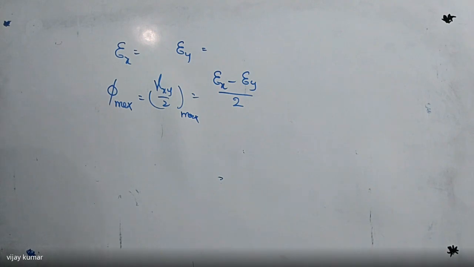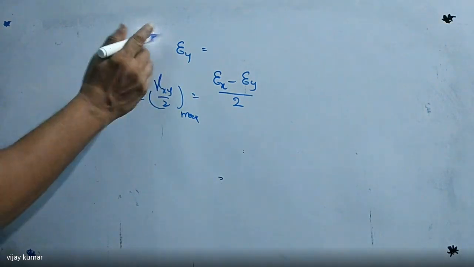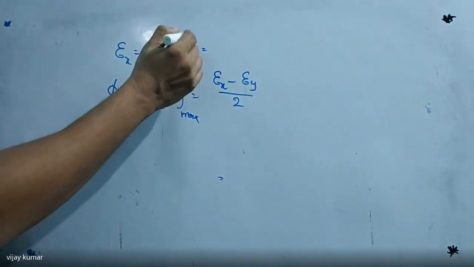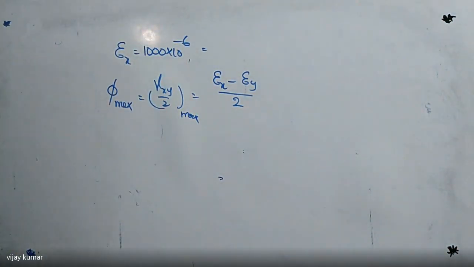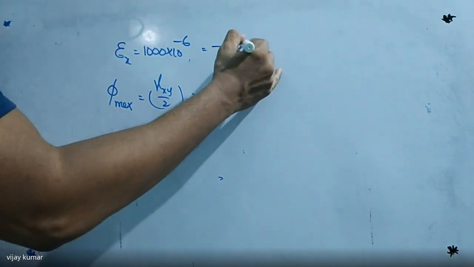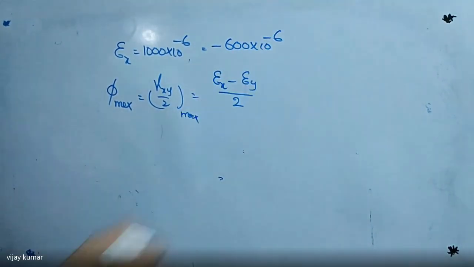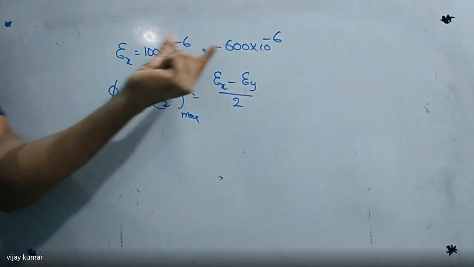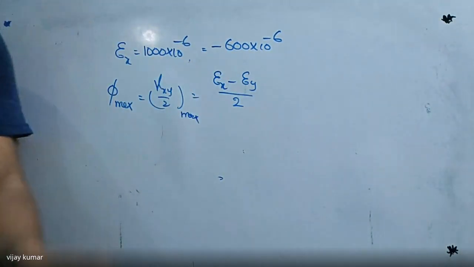That is 1000 into 10 power of minus 6. So here 1000 into 10 power of minus 6. Strain does not have any units. And the next one is nothing but minus 600 into 10 power of minus 6. So it is tensile, it is compressive. This question is given in GATE examination for 1 mark.